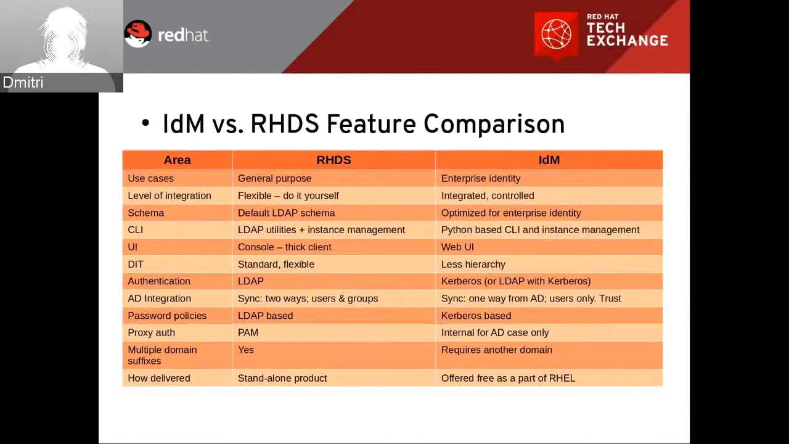So directory server has LDAP utilities and capability to manage instances, while identity management has a Python-based command line and also Python-based instance management. Identity management has a web UI, while the directory server has all the client console, which is Java-based, which we want to replace with web UI, but that's not a priority and probably will rot and become obsolete over time, and we finally would have to do something with web UI.